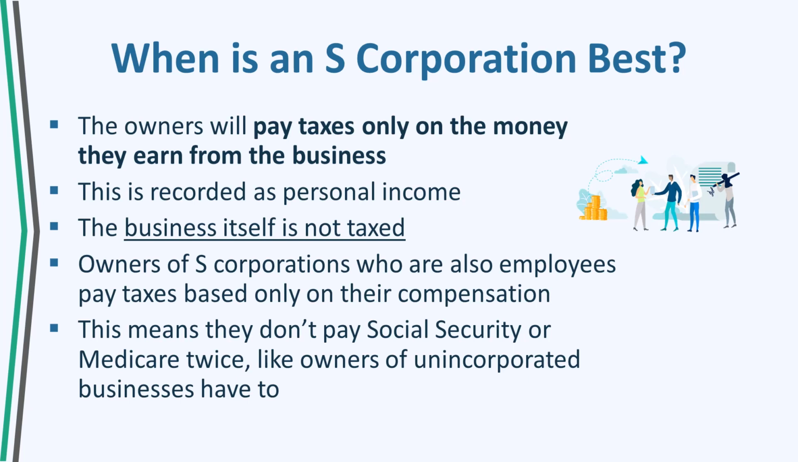Owners of S corporations who are also employees pay taxes based only on their compensation in the form of salaries or wages. This means they don't pay Social Security or Medicare twice, like owners of unincorporated businesses have to. When is an LLC best?